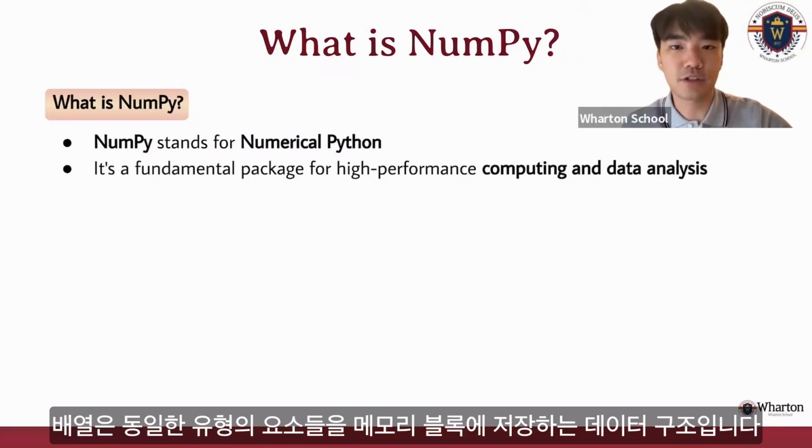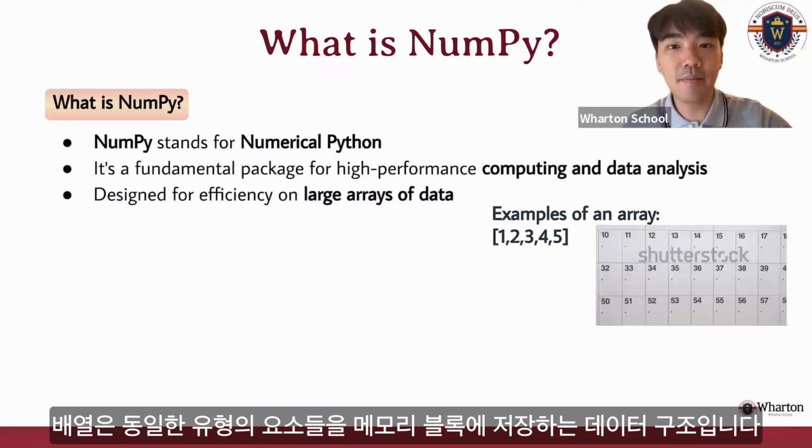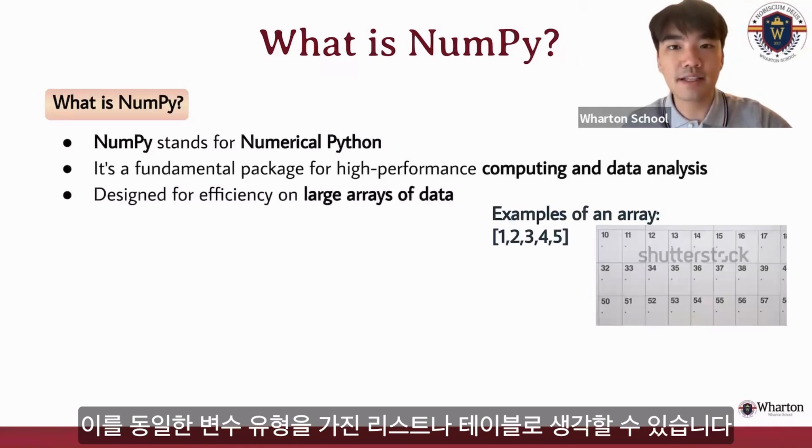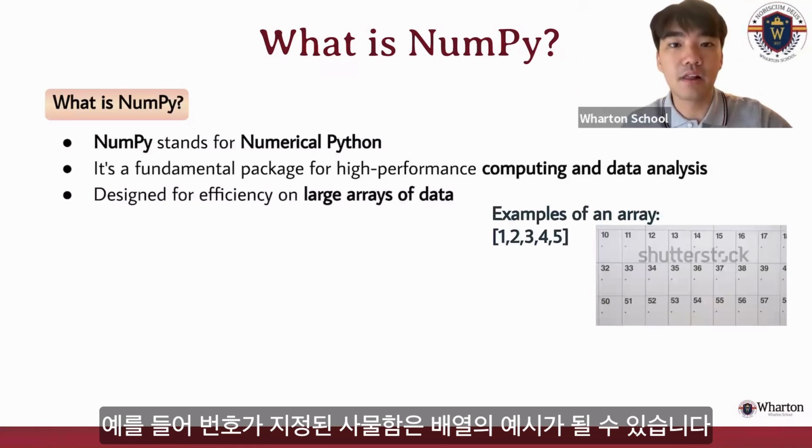An array is a data structure that stores elements of the same type in blocks of memory. You can think of it as a list or a table with the same variable types. Like in this picture, a locker with assigned numbers can be an array.